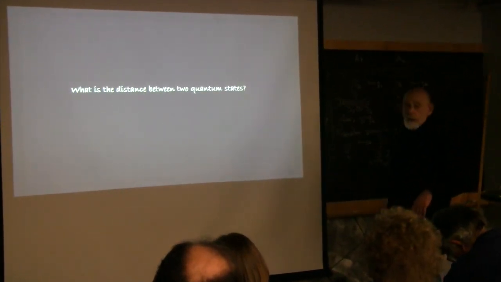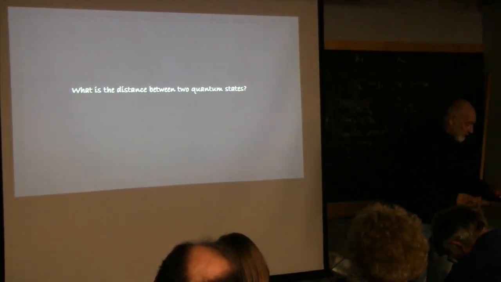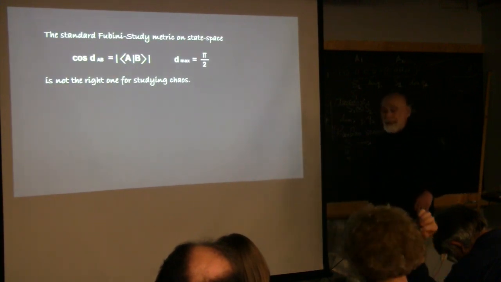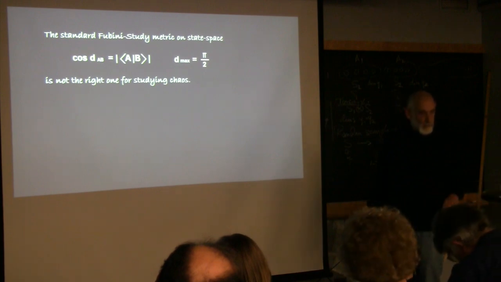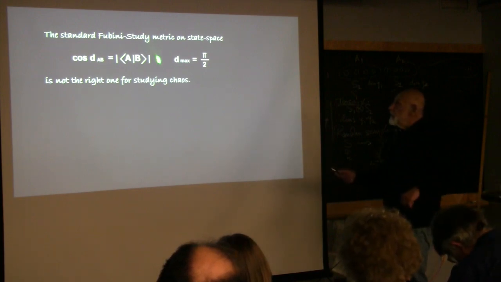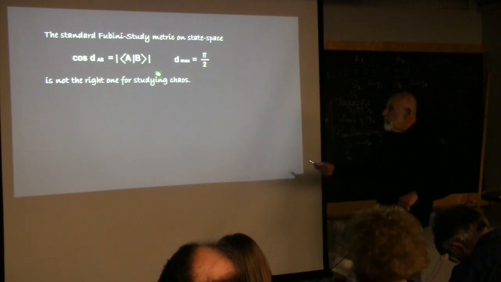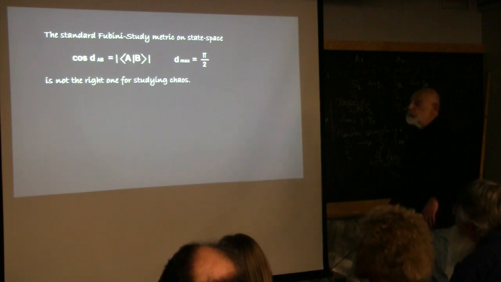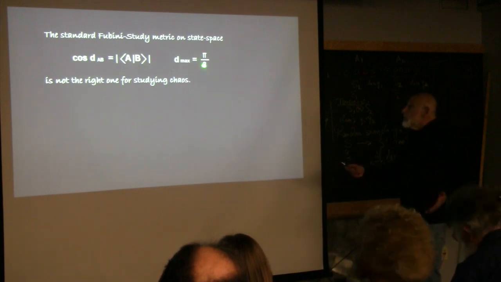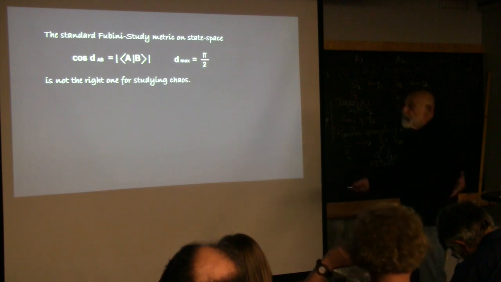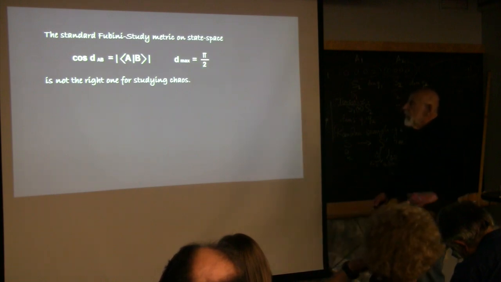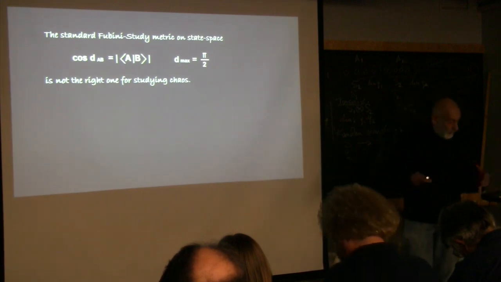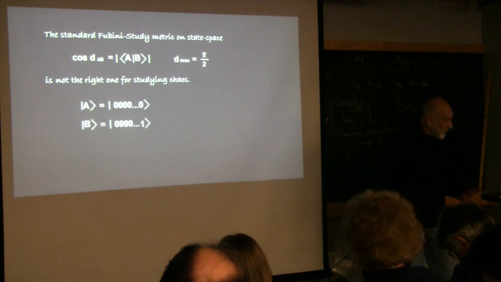So this comes to the question, which Scott discussed last time, or yesterday: what is the distance between two quantum states? And of course, there are many possible answers. Let's take the first answer. The first answer is the famous Fubini-Study metric on state space. That's just the inner product metric. The cosine of the distance between two points is the absolute value of the inner product. And notice that its maximum is pi over 2. It never gets bigger than pi over 2. And it's not the right metric on unit vectors in Hilbert space for the purposes of chaos.